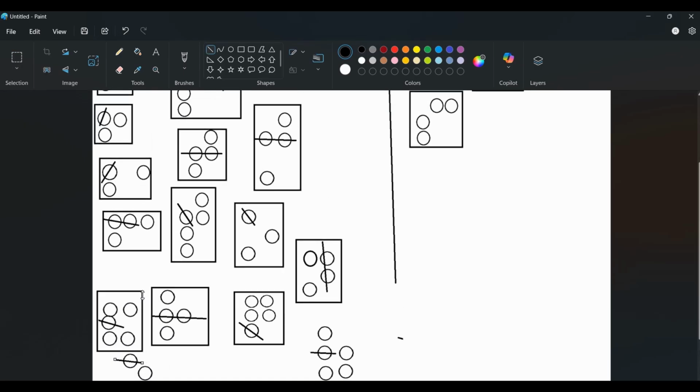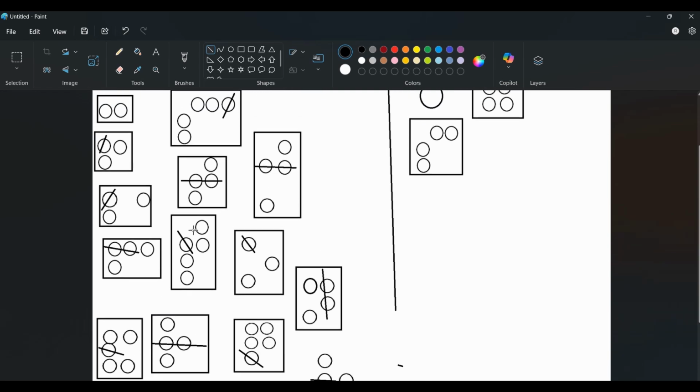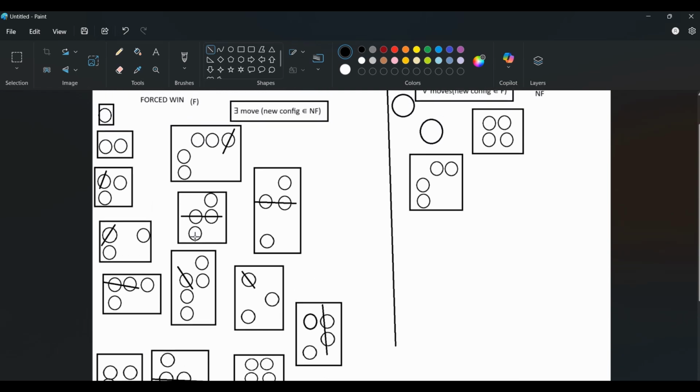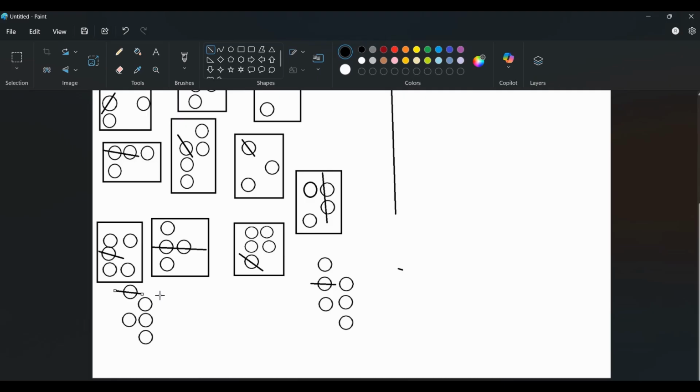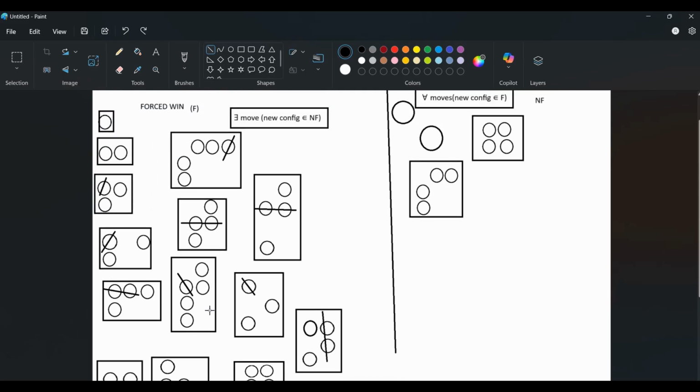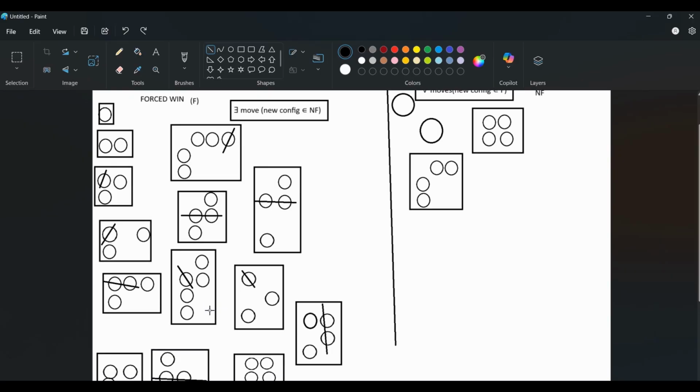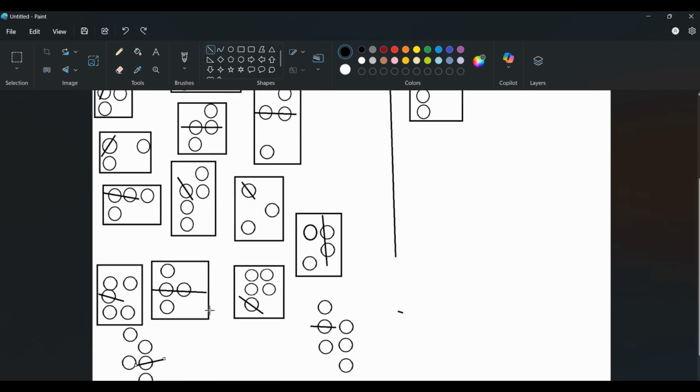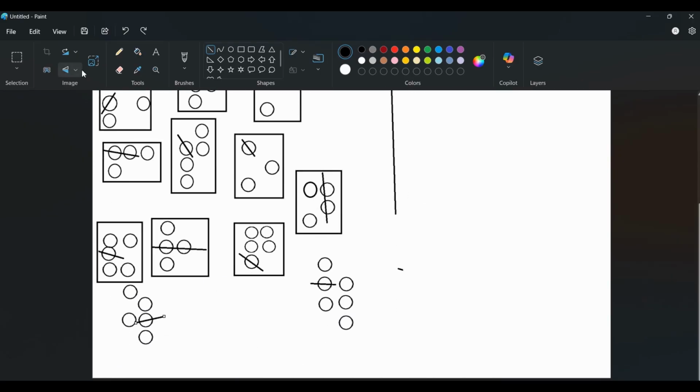If I remove this, it belongs to F. Right? If I remove this, it belongs to F. If I remove these two, three separated, yes, it belongs to F. So I have four separated dots. Four separated dots. Yeah, we should do that first.